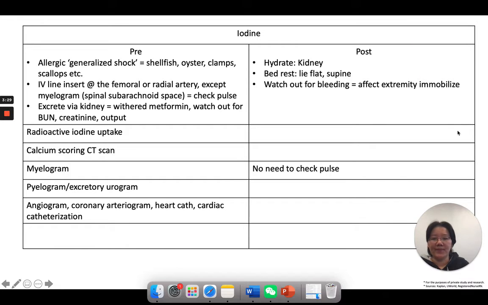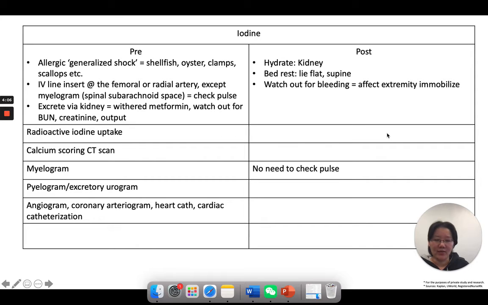Iodine. Here are the tests that require using iodine. We put iodine on the left side, what you need to do before the iodine, and on the right side, what you do afterwards. Here are the tests we do which use iodine. And then you just write point form notes about radioiodine uptake.